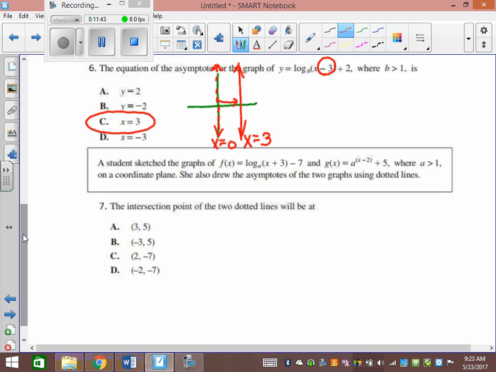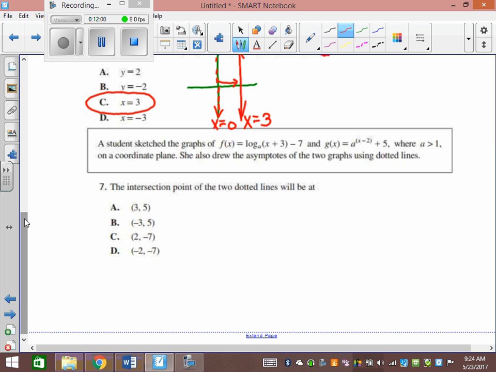Students sketch the graphs of f of x equals log base a of (x plus 3) minus 7 and g of x equals a to the (x minus 2) plus 5, where a is greater than 1. Once again, you could put in 2 for the a's. She drew the asymptotes of the two graphs using dotted lines, and the intersection. A log graph has a vertical asymptote at x equals 0 unless it's moved horizontally. It's moved 3 to the left, so now it's at x equals negative 3.